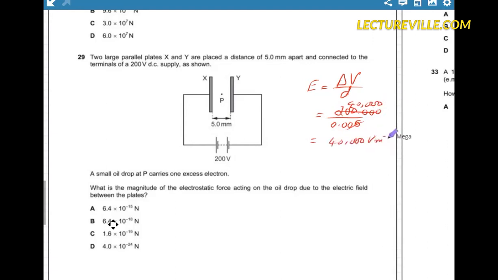Now it is very much same as the previous question. So we will have 40,000 times 1.6 into 10 to the power minus 19 coulomb, which is 6.4 into 10 to the power minus 15. So answer is A again.